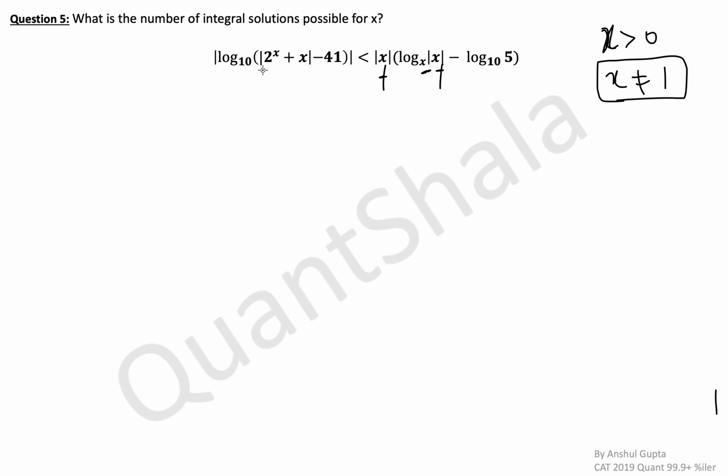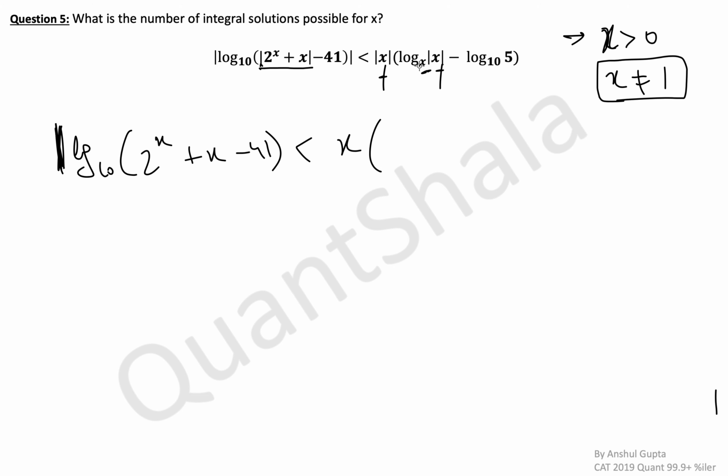Okay, and I see one more thing, mod of 2 raised to power x plus x. Whatever x is, 2 raised to power x is always a positive quantity, exponential function, and x is also a positive quantity because x is greater than 0. So addition will also be a positive quantity, which means we can remove this modulus also. So our left hand side becomes log of 10. We have not removed this first mod. Okay, 2 raised to power x plus x minus 41 less than x into log x x, it becomes 1 minus log 10 5.